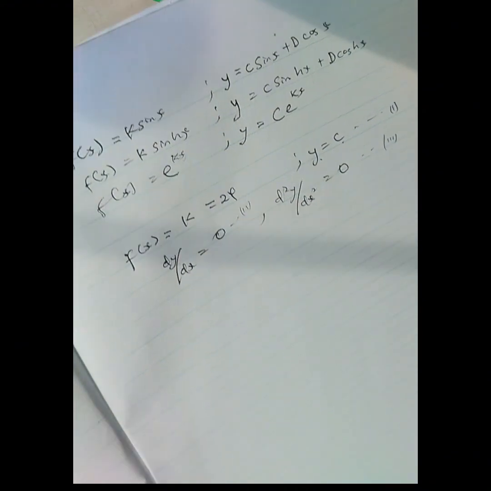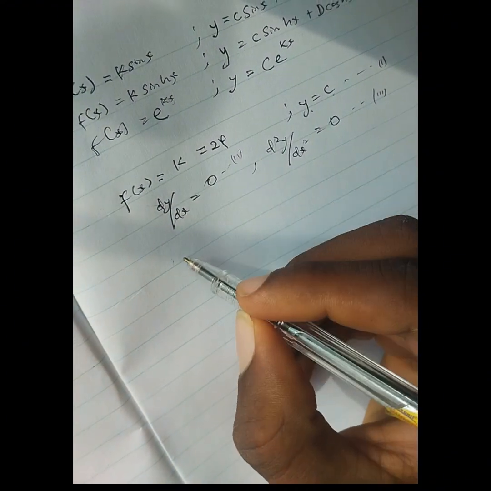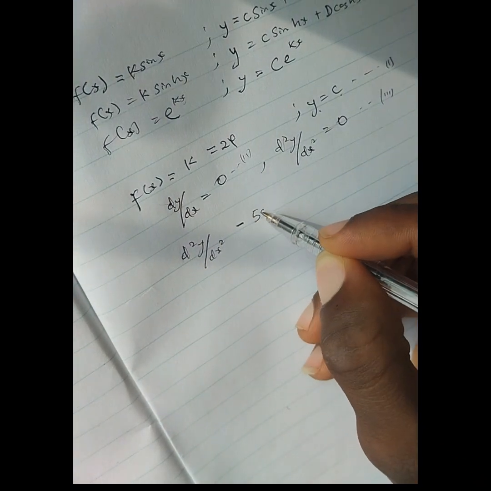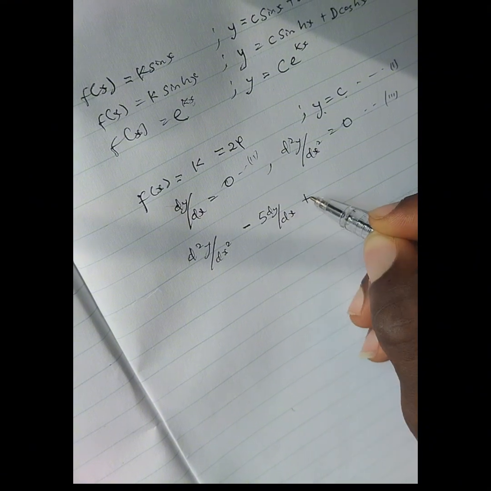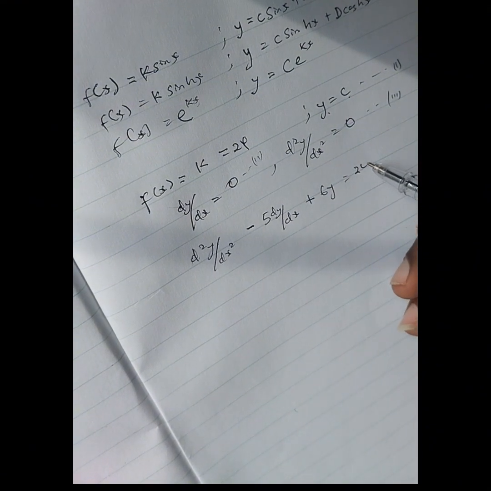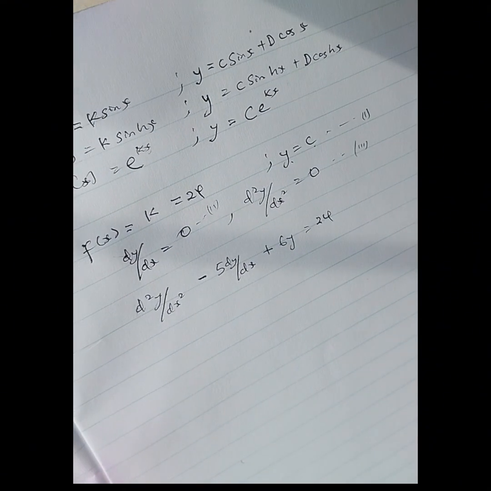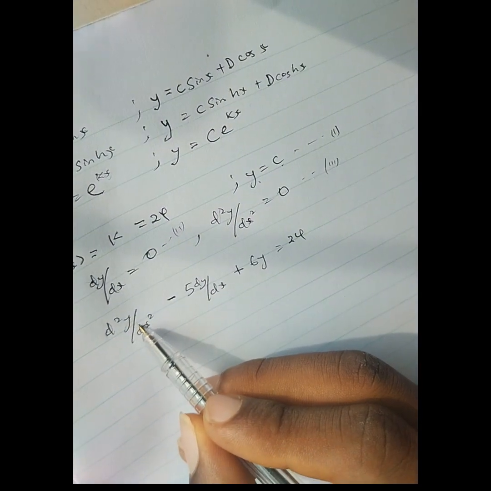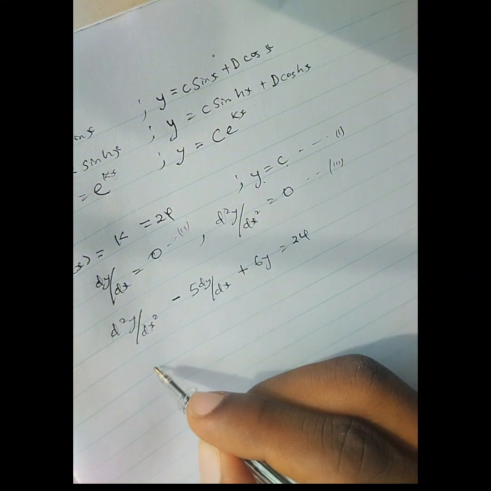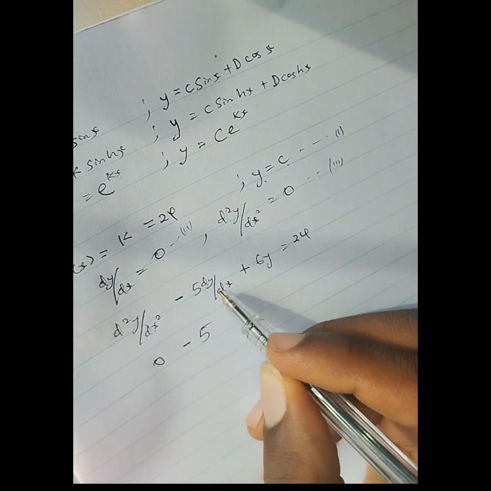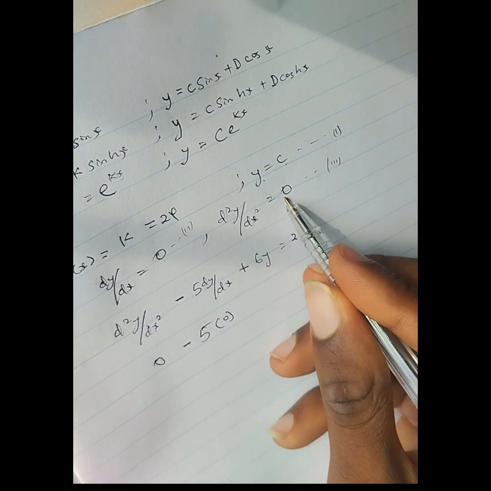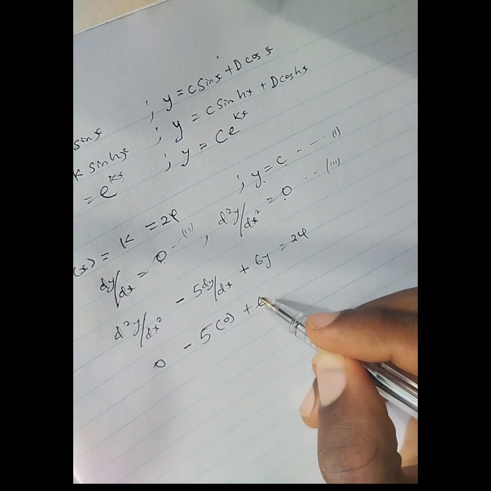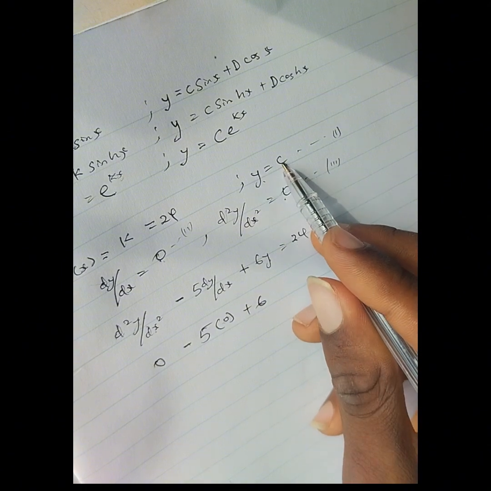Then, I like writing down the question back for better understanding. d squared y over dx squared minus 5 dy over dx plus 6y is equal to 24. So now we start solving. d squared y over dx squared is what? 0. Minus 5 dy over dx is what? 0. That's what we got. So now plus 6 times y. What is your y? y is equal to c.